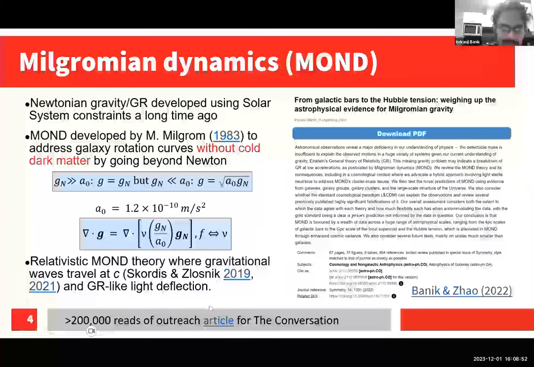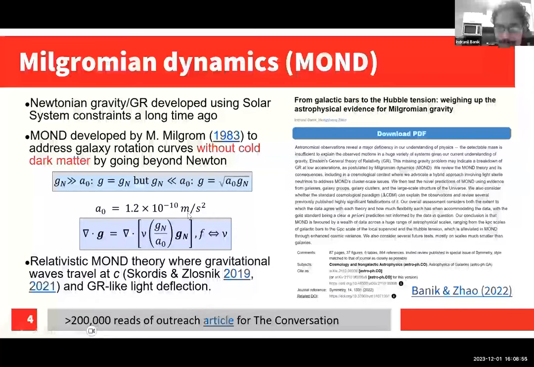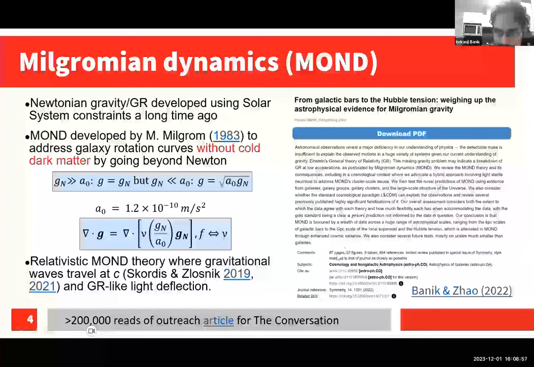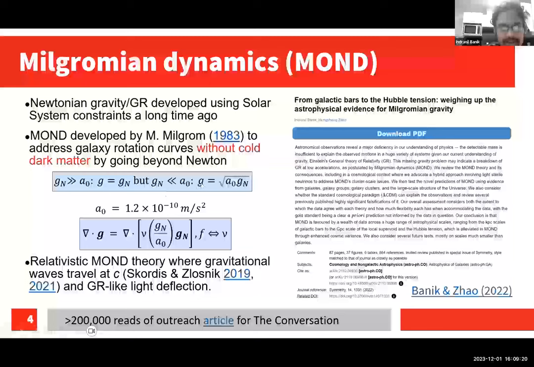It's been very popular, apparently, mainly, I think, because you can read whichever section of it you want pertaining to any particular issue that you're interested in. But the main thing you need to know is that in a spherically symmetric system, g, the gravity, equals the Newtonian prediction gN at high accelerations, but at low accelerations, g equals the square root of a0 gN.